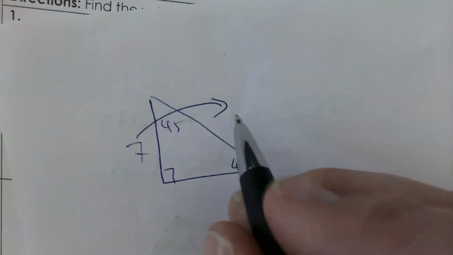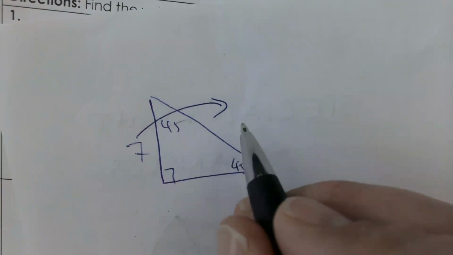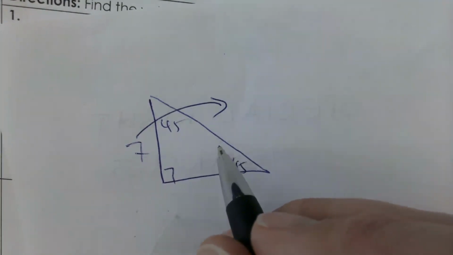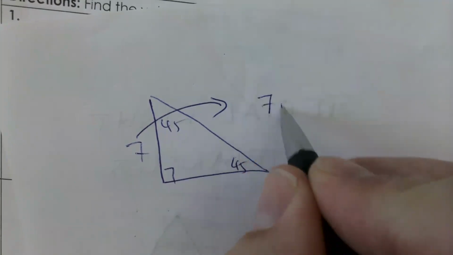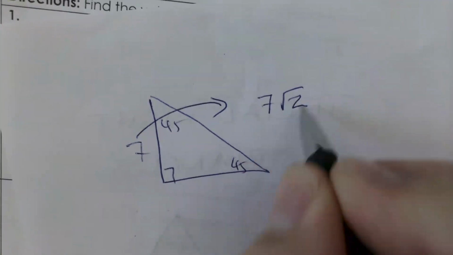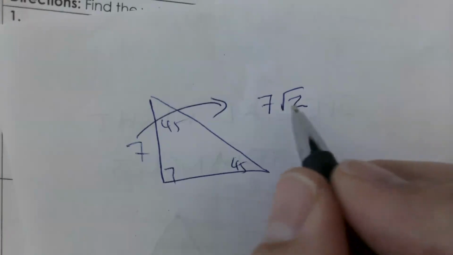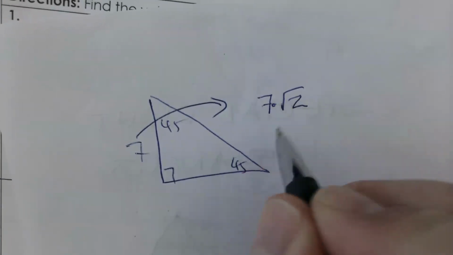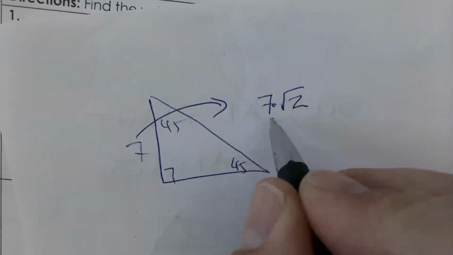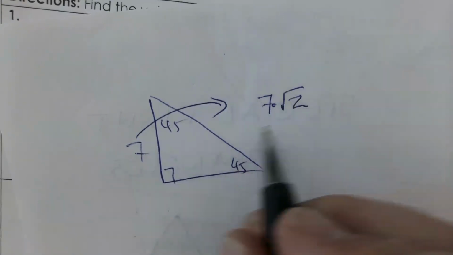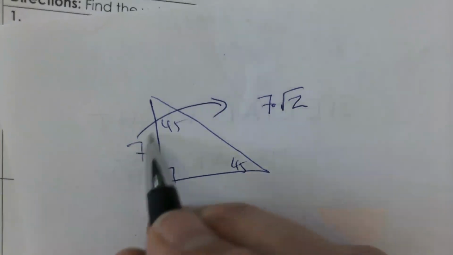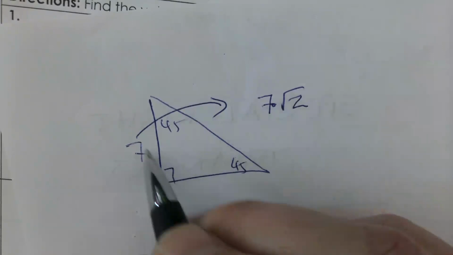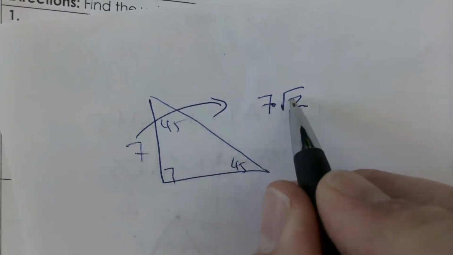You guys are way overthinking it. Tell me what the answer is here. 7 root 2. How did you do that? I put a little root 2 right next to 7, right? But mathematically, it's not like put it next to it. What are you doing? What's the operation between these two? Multiply. Thank you. In other words, to go from the side length to the hypotenuse, we're multiplying by root 2. Because this means 7 times root 2, doesn't it?